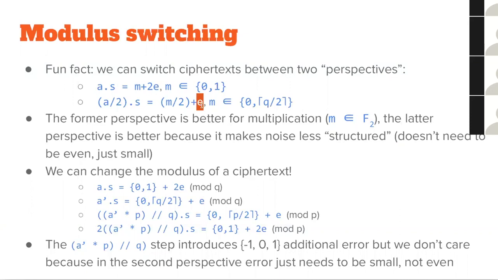ciphertext. So here's what we do, right? We start off with A such that A dot product S equals your 0 or 1 plus 2 times the error. Then you do a perspective switch. And so you have an A prime, which is A modular divided by 2, which is equal to small error plus either 0 or half your modulus. Now, what we're going to do is we're going to switch it from mod Q to mod P, right? And so what we're going to do is we're going to take this ciphertext, we're going to take the A prime, and we're going to multiply it by P, and then we're going to integer divide by Q.